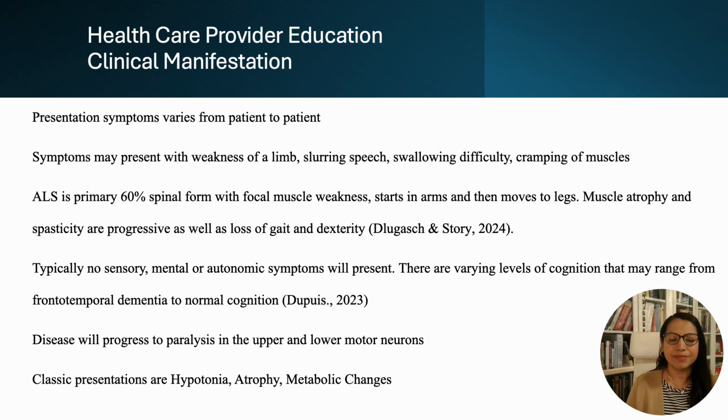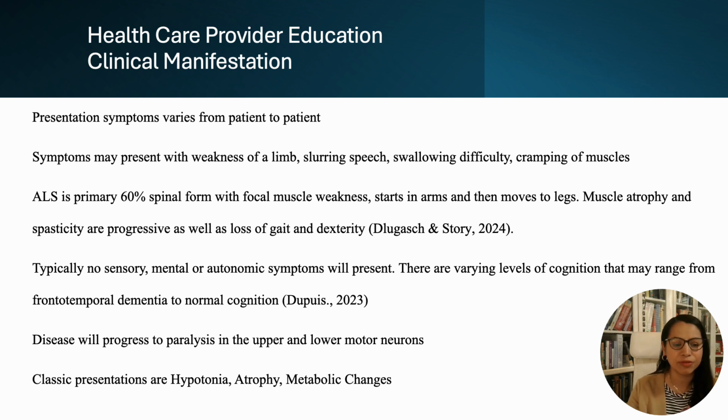Typically, no sensory, mental, or autonomic systems will present in the patient. However, it has now been found that there are varying levels of cognition that can range anywhere from a frontotemporal dementia to normal cognition, but I will say that frontotemporal dementia is rare, and the majority of patients that present with ALS are completely fine cognitively. Eventually, of course, the disease will progress to paralysis, like I stated, in the upper and the lower motor neurons.